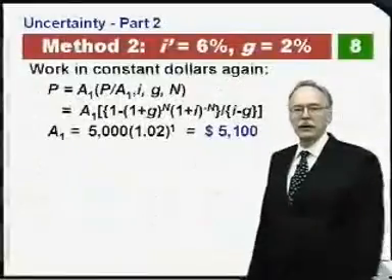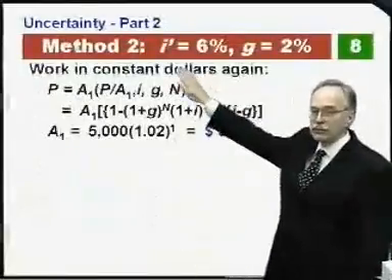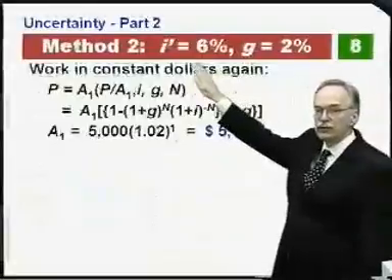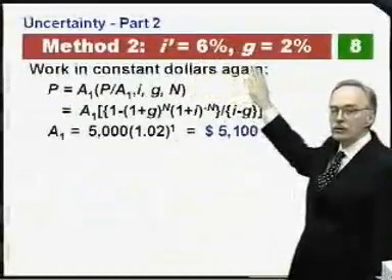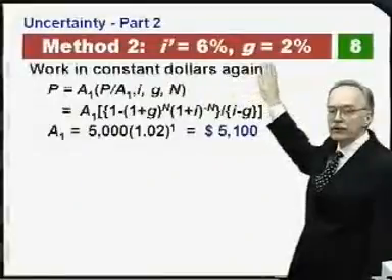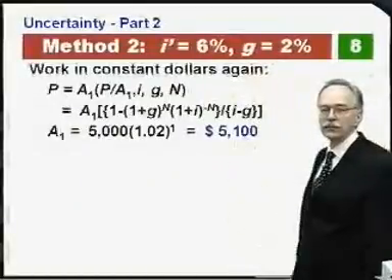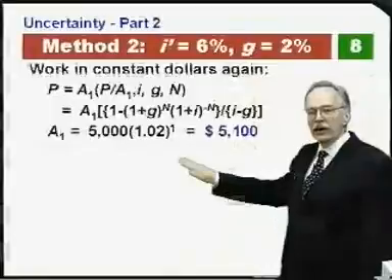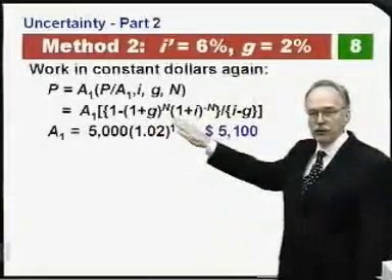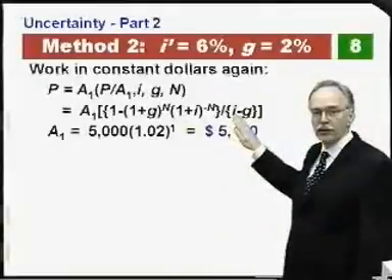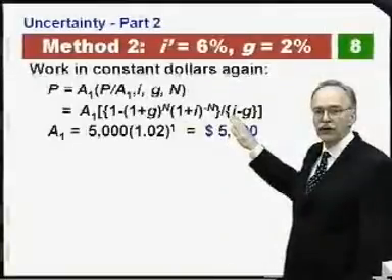Well, let's look at a different scenario. Let's assume that the real interest rate, the real growth rate on our investments is 6%. And let's assume we're getting salary increases over and above inflation, specifically 2% over and above inflation. Then we have to use a geometric growth factor if we want to solve this problem or do the computations with formulas. This is the formula for the geometric growth factor.